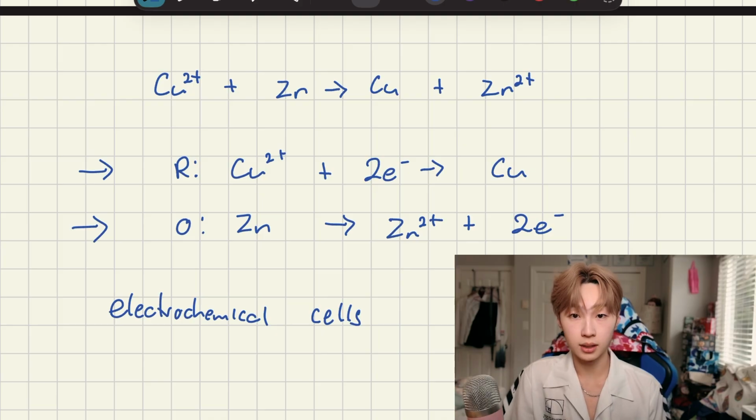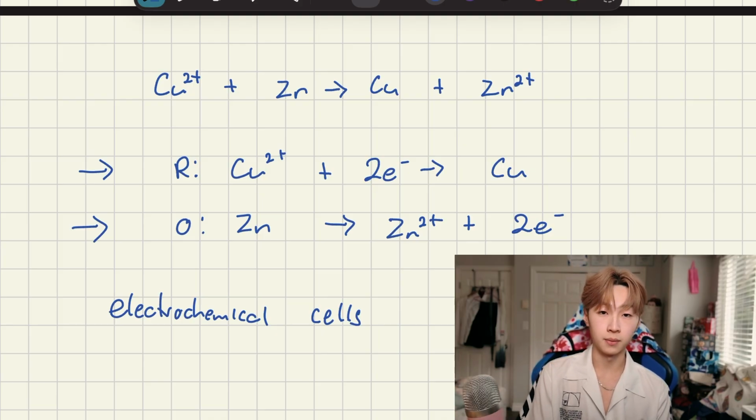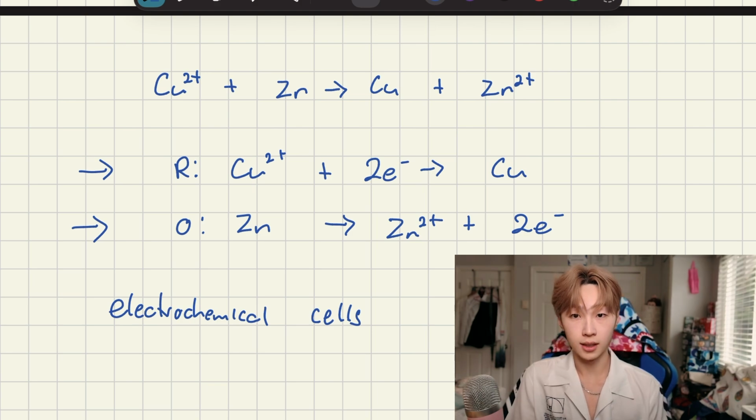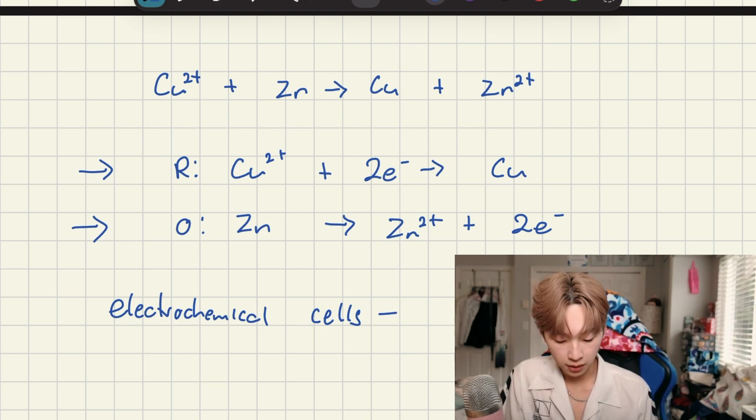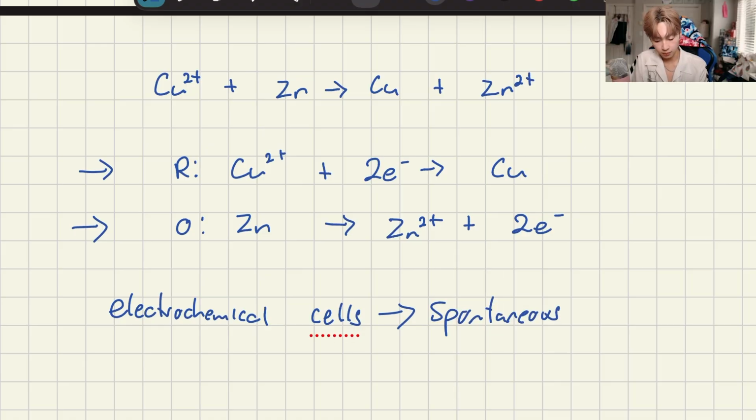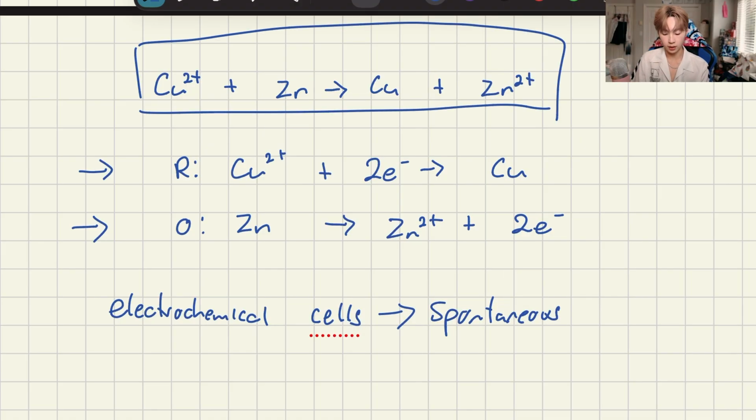An electrochemical cell is kind of like a device that uses spontaneous redox reactions to generate electrical energy. So the key thing is it's spontaneous. For example, we see that our reaction up here, if we look at our table of half reactions, strongest oxidizing agent and reducing agent, it's downhill from each other. So this is spontaneous, so it can be used in an electrochemical cell.